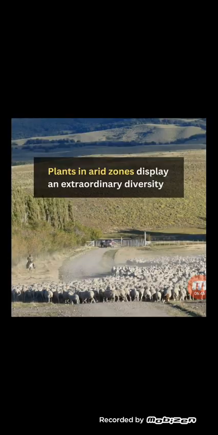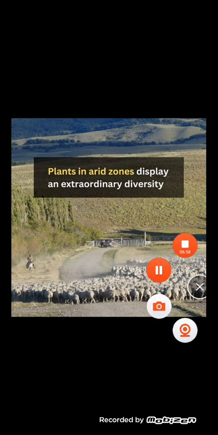Also, you can see these are sheep, and when they're in the arid areas, there'll be further desertification and aridity.